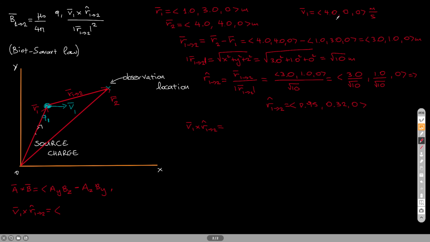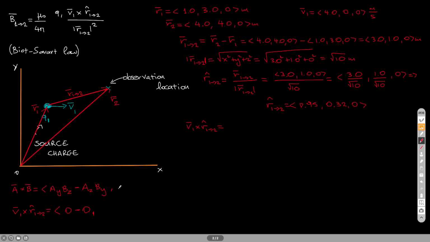The y component of the velocity is 0. If this is 0, no matter what this is, I'm going to get 0 for the product. Now A sub z, the z component of A, is the z component of the velocity, which is 0. Again, no matter what this is, the product will be 0 again. So there we go. That was the x component.